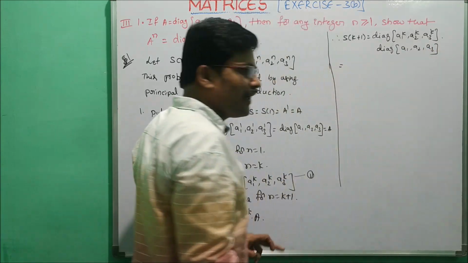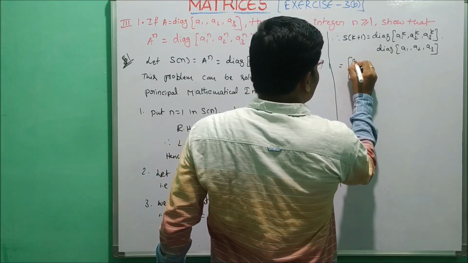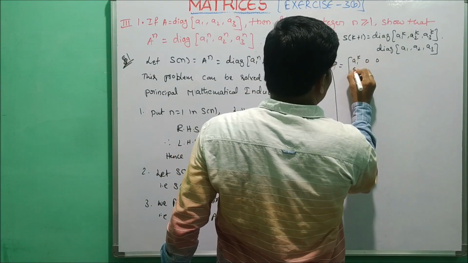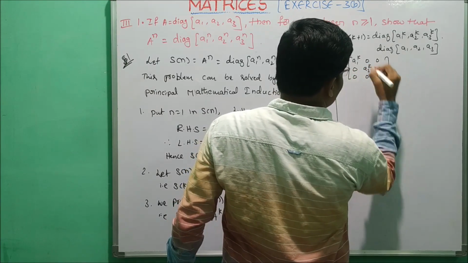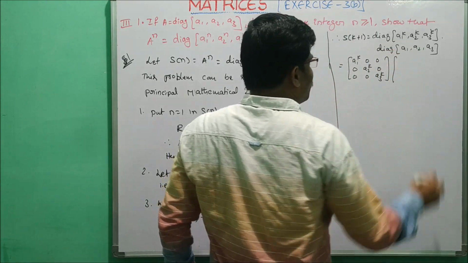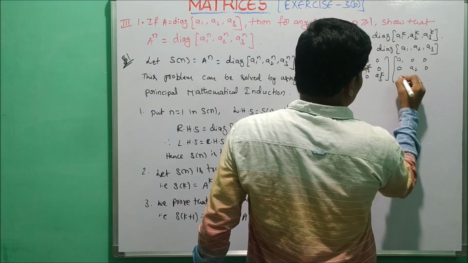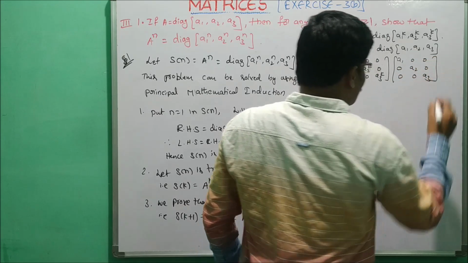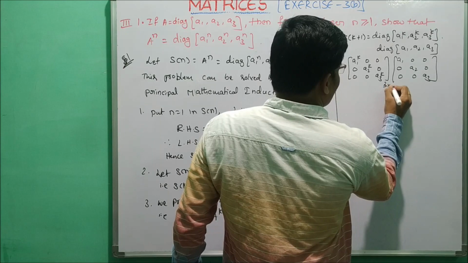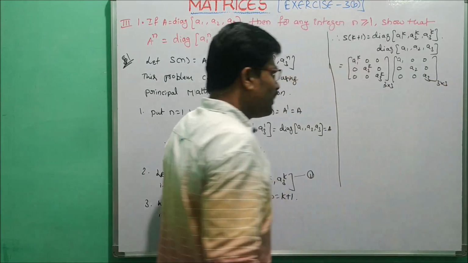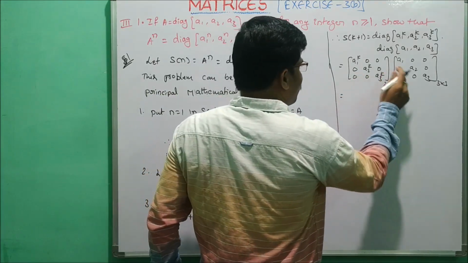Now here clearly it can be expanded in the matrix form. Here we write a1 power k 0 0, 0 a2 power k 0, 0 0 a3 power k. Similarly, we write diagonal of a1, a2, a3 as a1 0 0, 0 a2 0, 0 0 a3. So these are two matrices of the same order, 3 by 3. Here the multiplication condition also exists. Now multiply the first matrix with the second matrix.